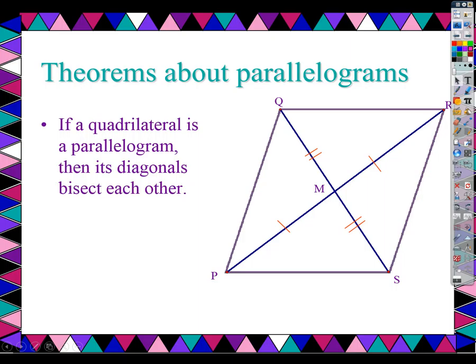Consecutive angles are supplementary. Good. Okay. And then finally, the last one, if parallelogram, then diagonals bisect. Yeah, good. So QM's congruent to SM, PM's congruent to RM. Okay, and that's it. We got those 4 things for free if we know it's a parallelogram.